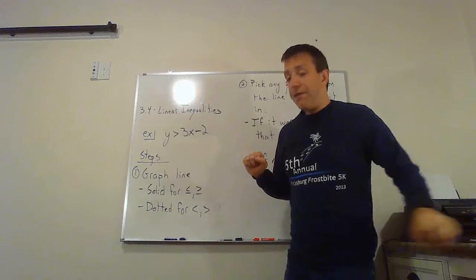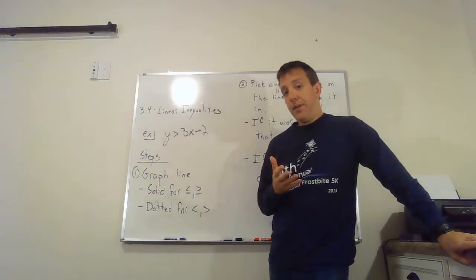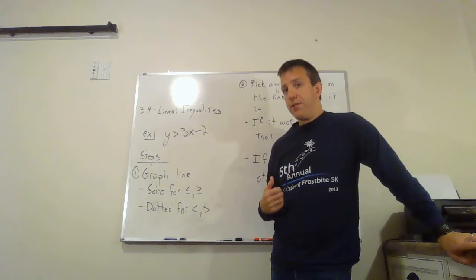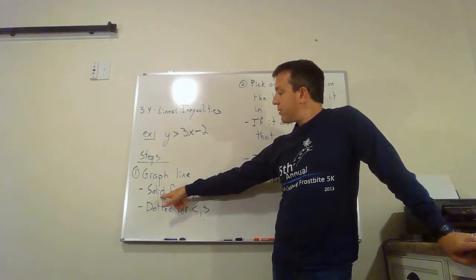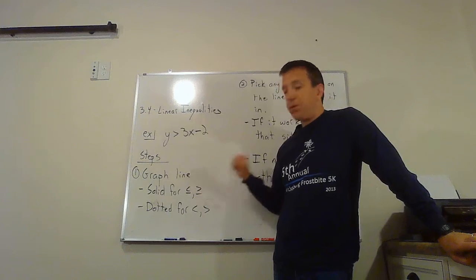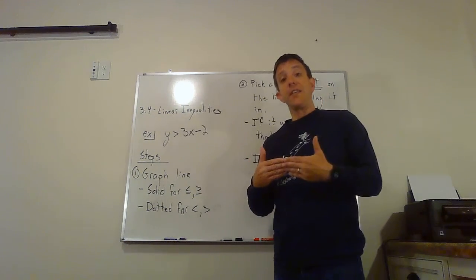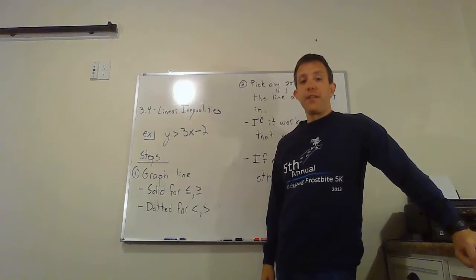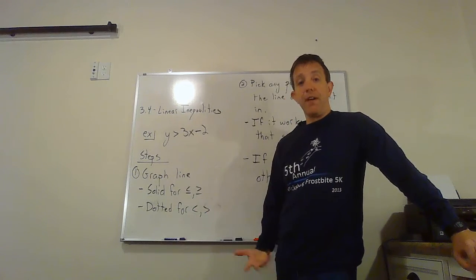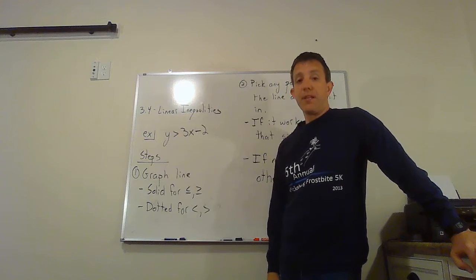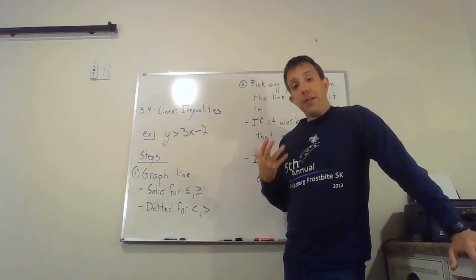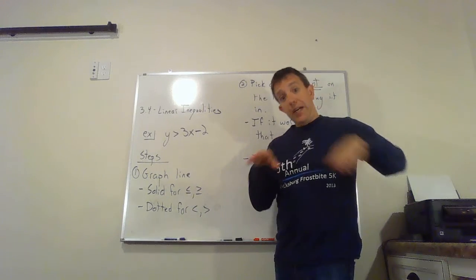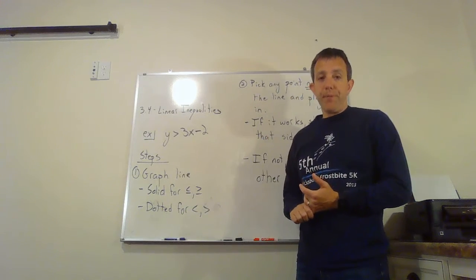Now, here's the catch. The line may or may not be included in the solution. So we're going to use a solid line if it's less than or equal to or greater than or equal to, because then that line is included in the solution. And when it's strictly less than or greater than, you use a dotted line. So with the example I have above, y is greater than 3x minus 2, because it's greater than, you use the dotted line, and that boundary line itself is not going to be included.